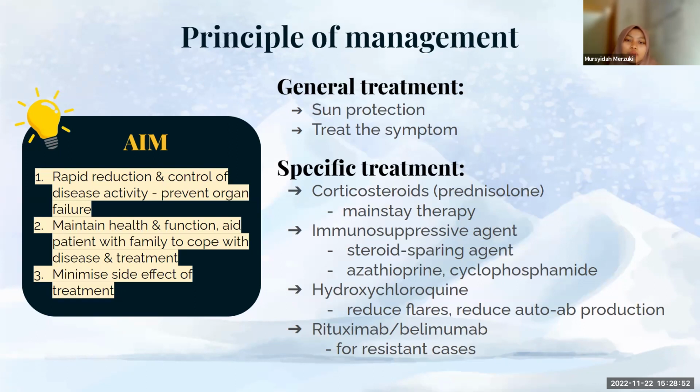And the other treatment is specific treatment. Corticosteroid is a mainstay therapy for SLE. And we can also add other drugs like immunosuppressive agent or hydroxychloroquine, which help to reduce flare and reduce autoantibody production. Or we can also give rituximab. This one is only for the resistant cases of SLE.